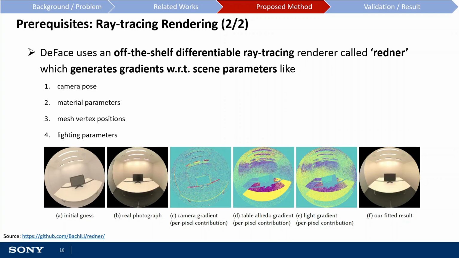DeFace uses a general-purpose, off-the-shelf, differentiable ray tracing renderer called Redner that is capable of handling general light transport phenomena. It generates gradients with respect to the scene parameters such as camera pose, material parameters, mesh vertex positions, and light parameters from a scalar loss computed from the output image.